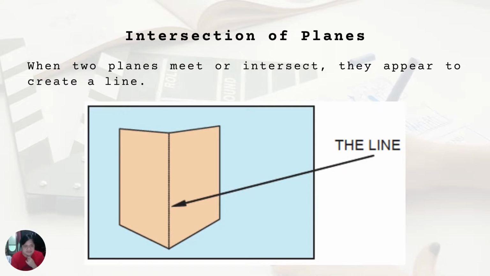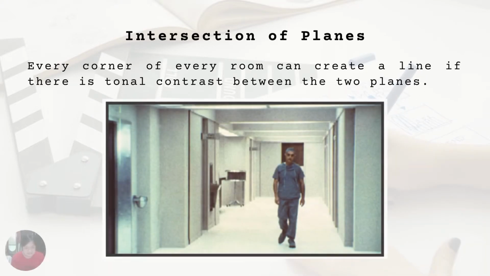Also, for intersection of planes, when 2 planes meet or intersect, they appear to create a line. So in this example, imagine this as a wall. The intersection of a wall can create an imaginary line. To make it clearer, every corner of every room can create a line if there is tonal contrast between the 2 planes. In this image, for example, you can see there are a lot of vertical lines that represent the intersections of the wall.